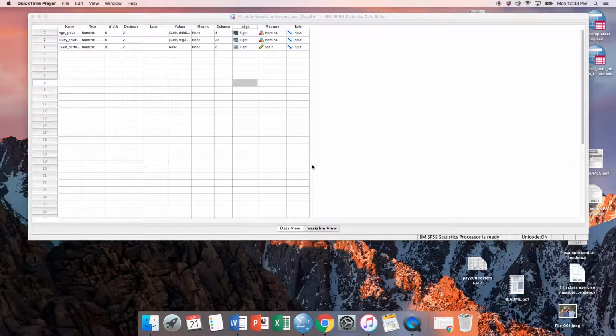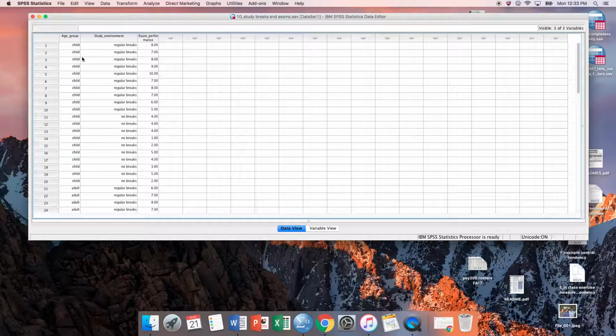Let's take a look at how to make a graph of a factorial analysis. So we just did an example where we looked at whether children or adults performed better on exams when they were given regular study breaks versus when they were given no study breaks. So in this case, we have a 2x2 between groups design.